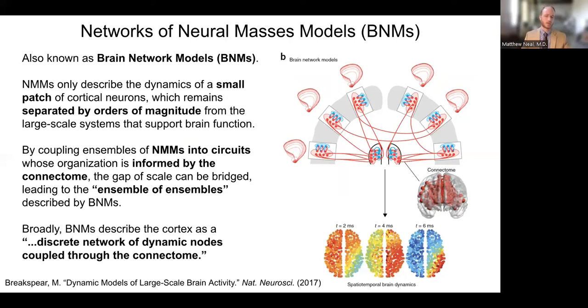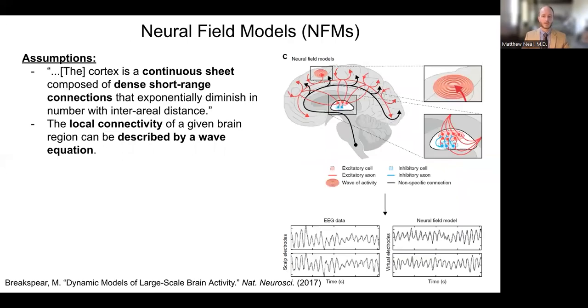The next example I'm going to show is a field model which uses wave equations. I do think it's interesting that this whole wave-particle duality is something we see in models everywhere, not just in physics, but here in how we model the brain. The neural field model is another very popular model for large-scale brain activity. They assume that the cortex is a continuous sheet, with dense short-range connections that exponentially diminish in number with interareal distance, and they describe the local connectivity by a wave equation.